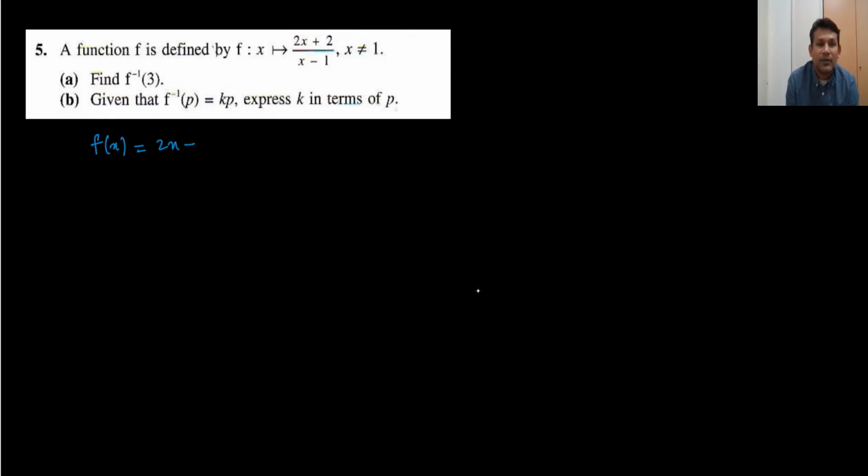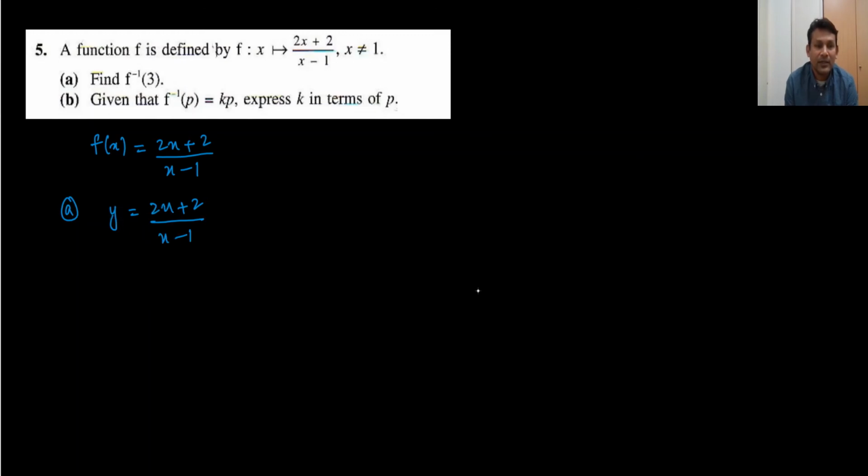Question number 5 is a function 2x plus 2 over x minus 1, where x is not equal to 1, meaning this cannot be 0, because when I put 1 here, 1 minus 1 is 0. The denominator should not be 0 for a function. The first part is to find the f inverse. So for the inverse I have to write y is equal to 2x plus 2 divided by x minus 1. And step number 2 is make x the subject. So x appears 2 times.